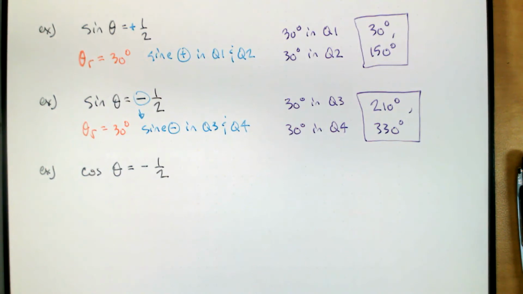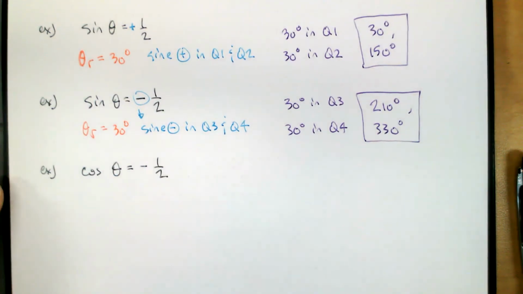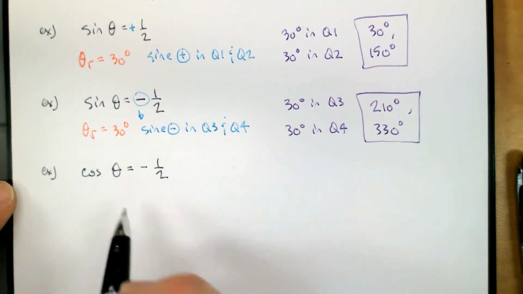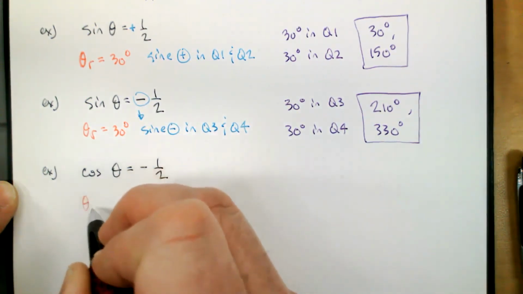Here, the one thing I changed, I went to cosine theta equals -1/2. So I've changed my reference angle. Cosine of 60 is 1/2. I'm not worried about the negative part. That's the quadrant information. Cosine and 1/2, that means we're talking about a reference angle of 60 degrees.